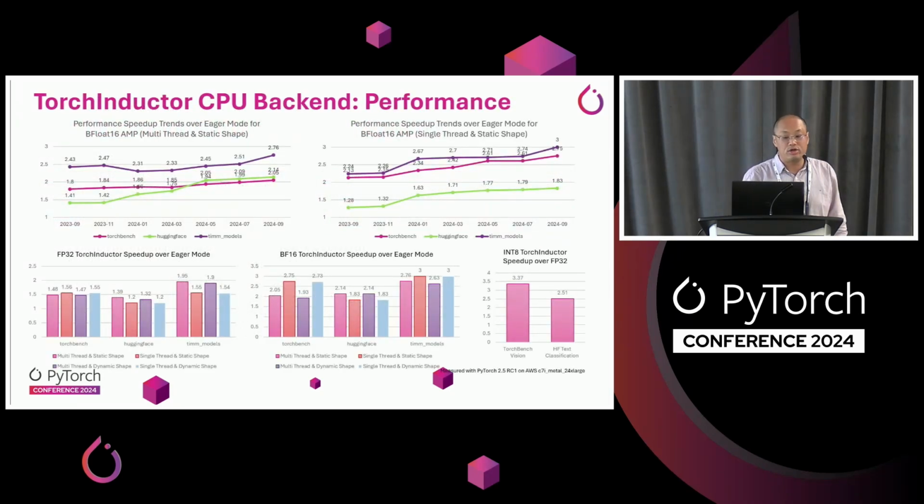We've been continuously improving the performance of TorchInductor CPU. To demonstrate the steady progress, I'm showing the performance speedup of TorchInductor CPU versus the eager mode, the trend since last year, using BF16 inference as an example. As we can see, we have achieved significant performance gains across the board with popular data types.